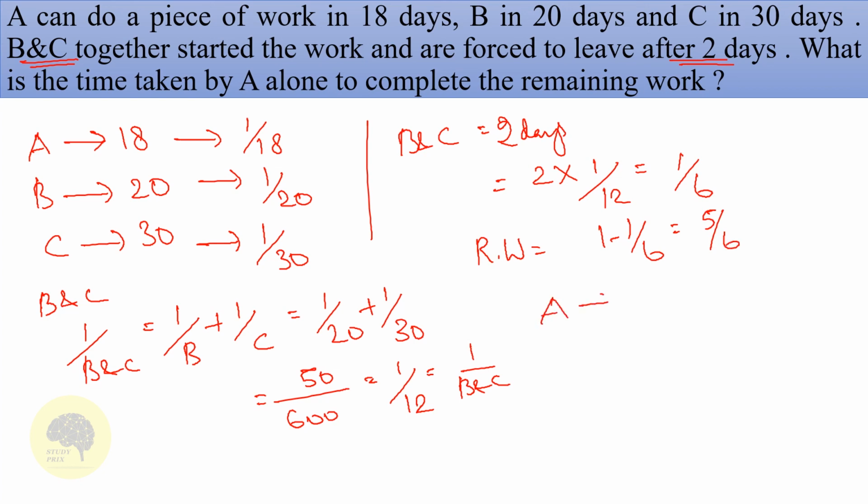A can complete the work in 18 days, but here it has to do just 5 by 6 part of the work. Okay. After simplifying this, therefore, A can complete 5 by 6 part of the work in 15 days.